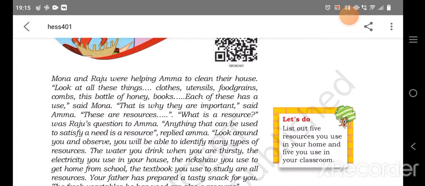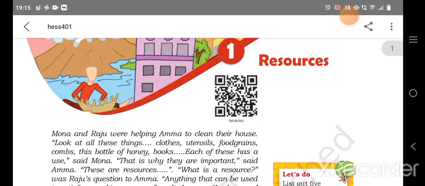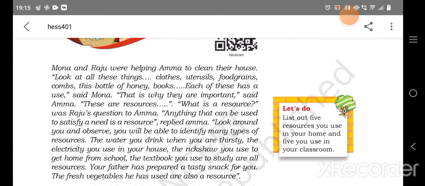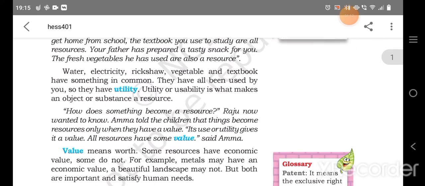So let's begin with the very first topic of this chapter, that is resources. We know that in NCERT all the chapters of social science begin with a story, right? So this chapter also begins with a story, but this is not actually a story. Here the children are asking their mother what resources are, and their mother is telling them what resources actually are and giving different examples. So let's begin the topic.